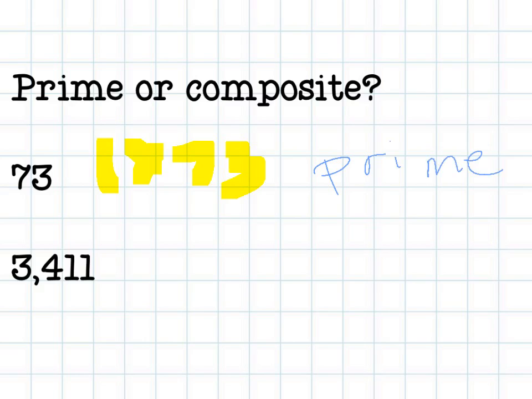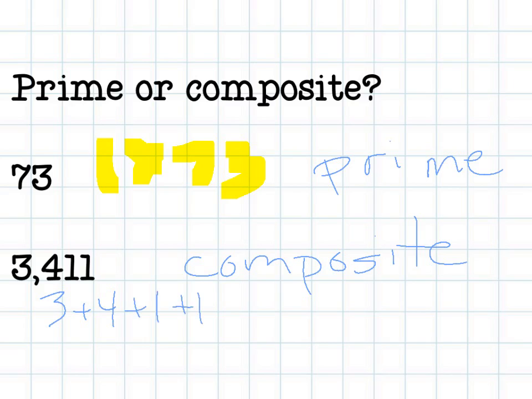3,411 is composite. You can use your divisibility rules to prove that it has other factors besides 1 and itself. If you add the digits 3 plus 4 plus 1 plus 1, you end up with 9. Since the sum is 9, both 3 and 9 will go into 3,411, which makes sure that we do have more than 2 factors. So it would be composite.